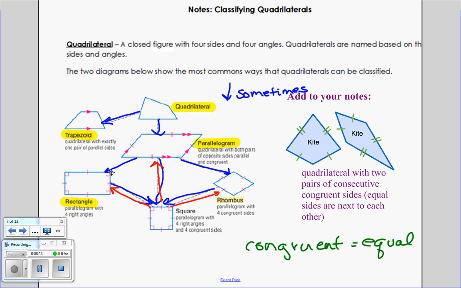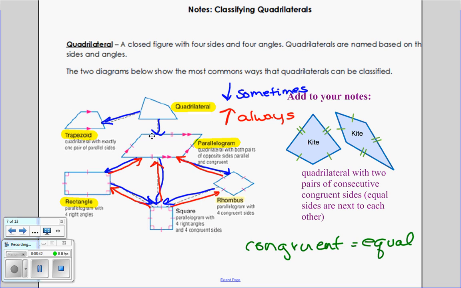Now, a rectangle is sometimes, or I'm sorry, always a parallelogram. Parallelograms sometimes are rectangles, but a rectangle is always a parallelogram. Okay, and a rhombus is also always a parallelogram. That's in its definition. A rhombus is a parallelogram with 4 congruent sides. A rectangle is a parallelogram. So it's always going up. Anything going up this flow chart is always.